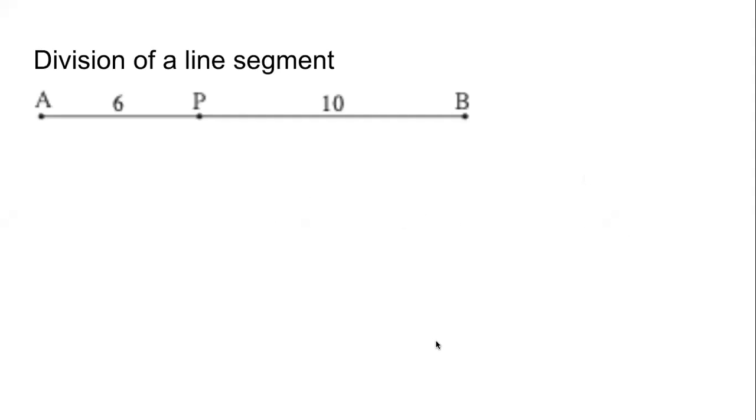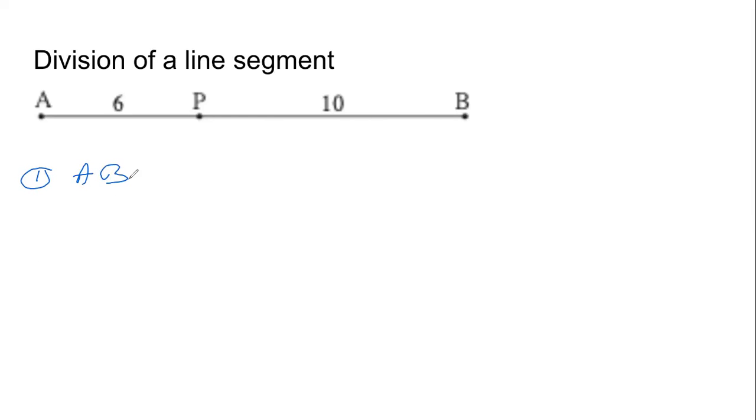What is the meaning? Section formula deals with division of a line segment. What do we mean by that? Suppose we start with the line segment AB. AB is the line segment.